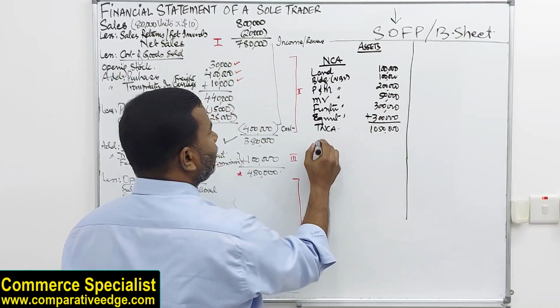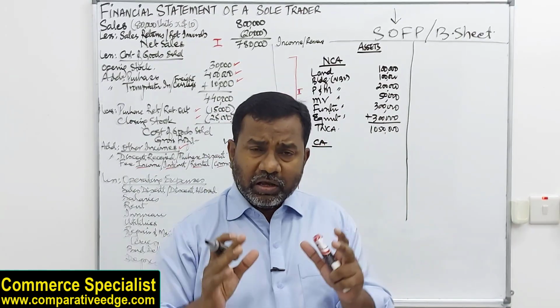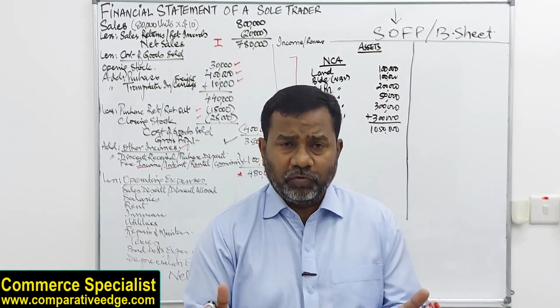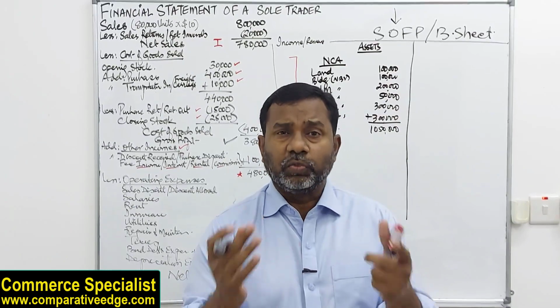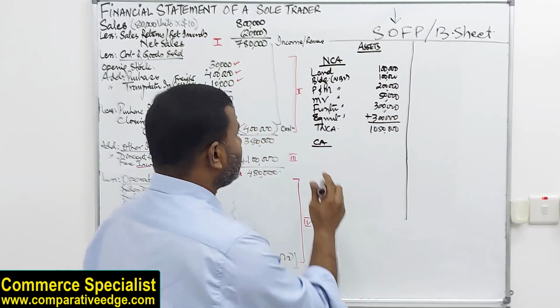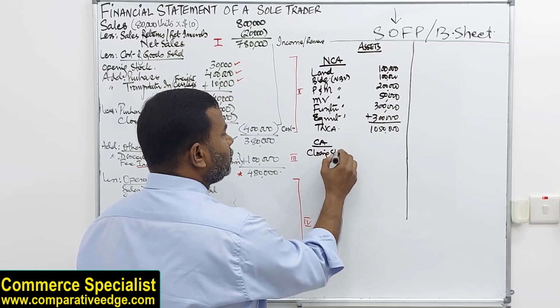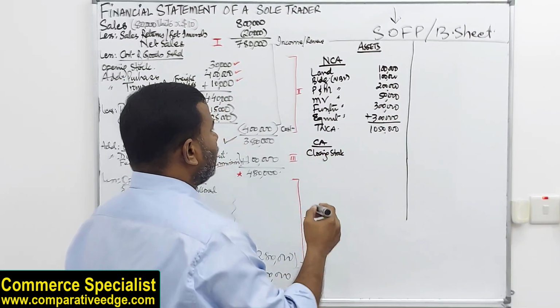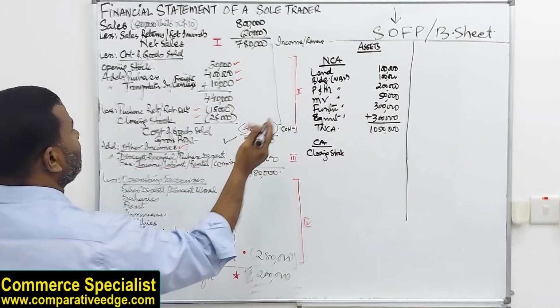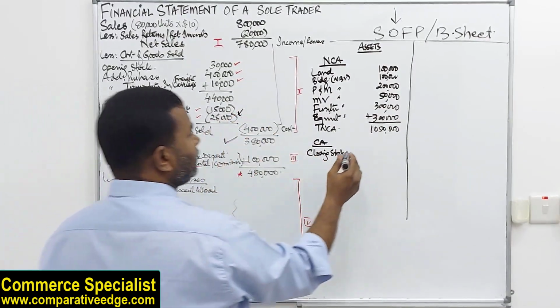Then you have current assets. When you're writing current assets, there is a particular order we follow, a particular sequence. Always start with closing stock. Closing stock is also known as merchandise inventory ending. So I'm taking closing stock here. It was 25,000.